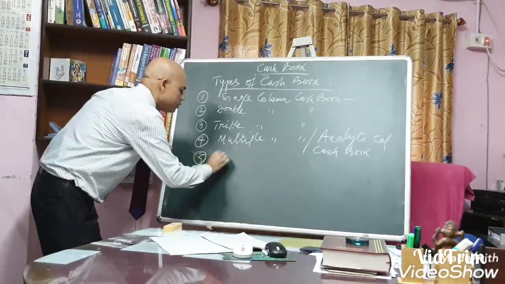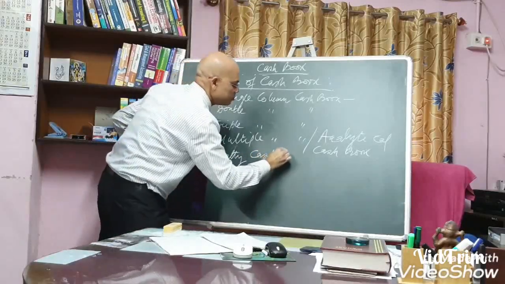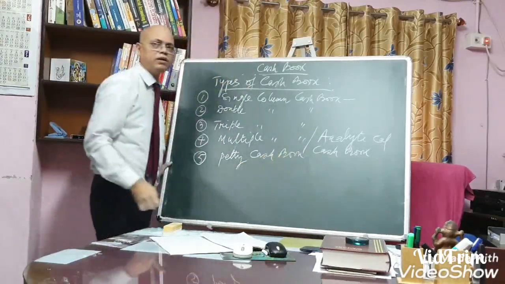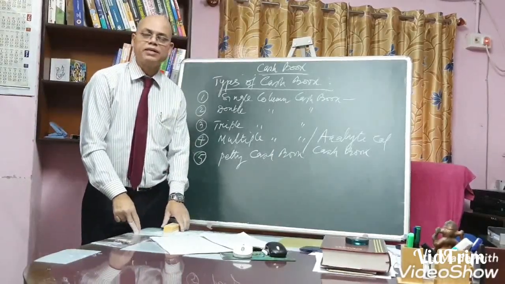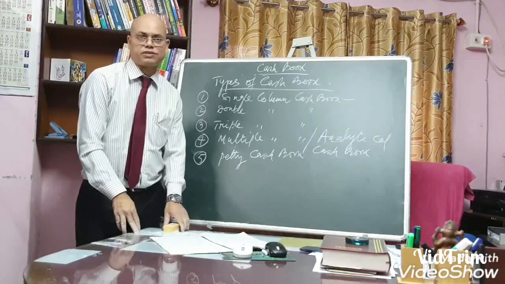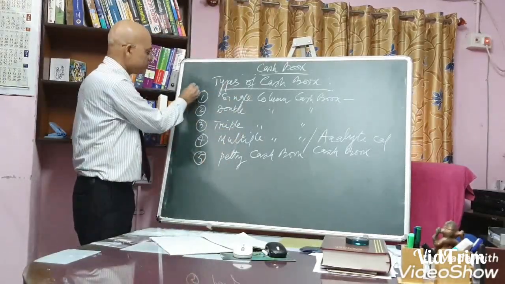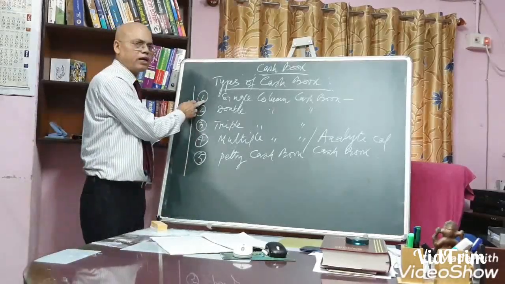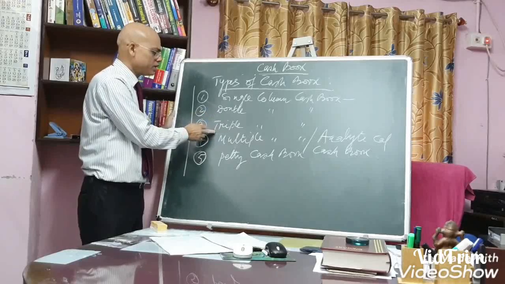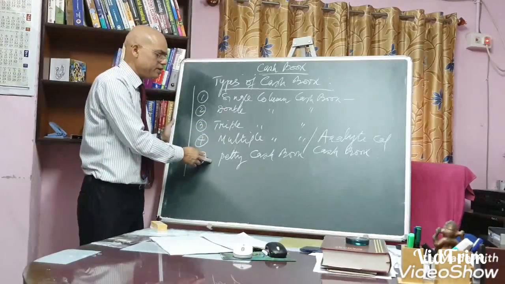Number 5, petty cash book. This is the cash book which the petty cashiers maintain for the petty expenses. Then types of cash books are usually these 5 types. Number 1, single column, then double column, triple column, multiple column or analytical cash book, and petty cash book.